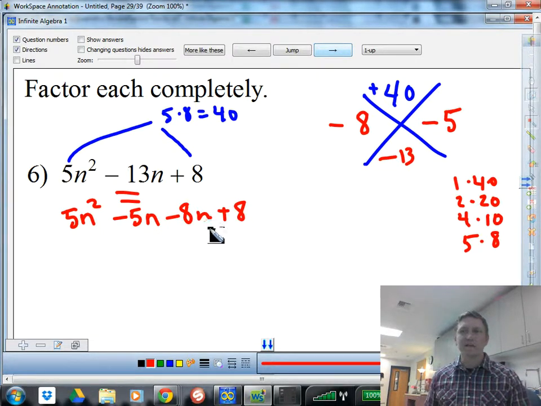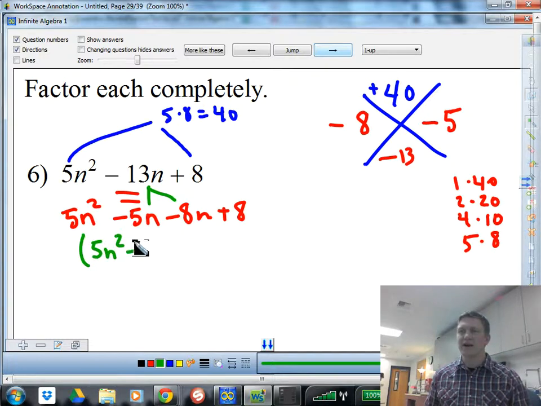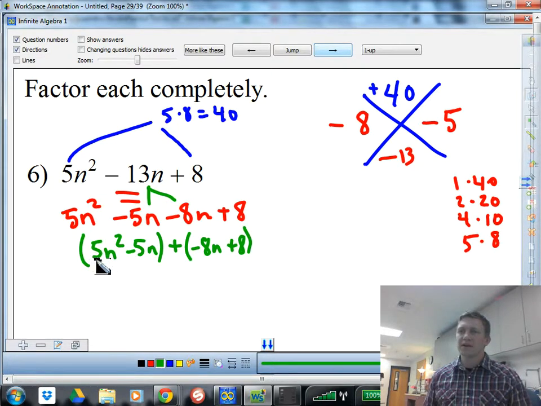Now do you see a little more clearly that these two 8s have more in common and these two 5s over here have more in common? So what I did was I took this 13 and broke it up into minus 5 and minus 8. Then I group it like this: 5n squared minus 5n, and then plus negative 8n plus 8, and we're going to divide out a 5n out of each of these.